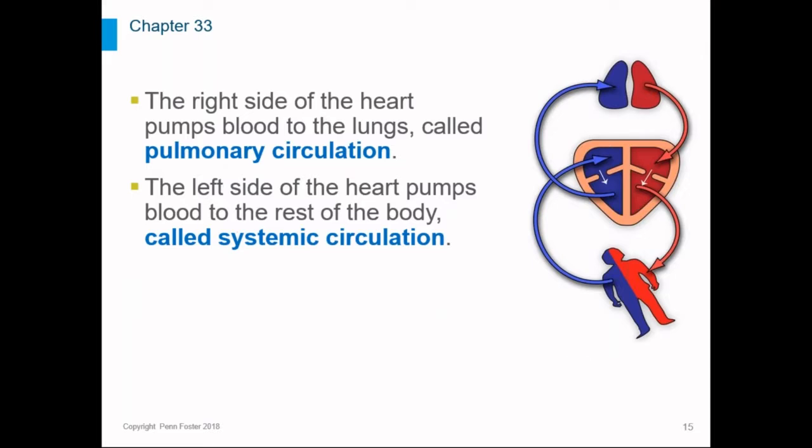So basically, the heart has 2 pumps on 2 separate circuits. The right side of the heart pumps blood to the lungs, called pulmonary circulation, and the left side of the heart pumps blood to the rest of the body, called systemic circulation.